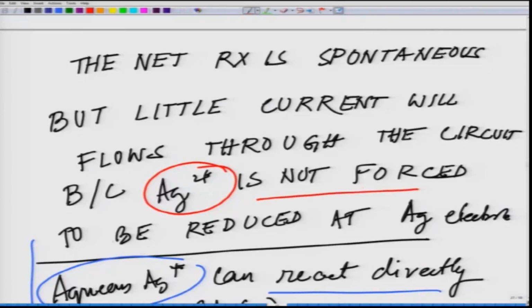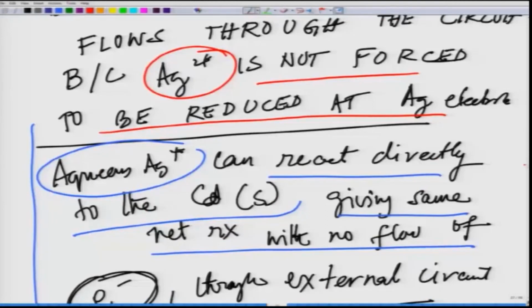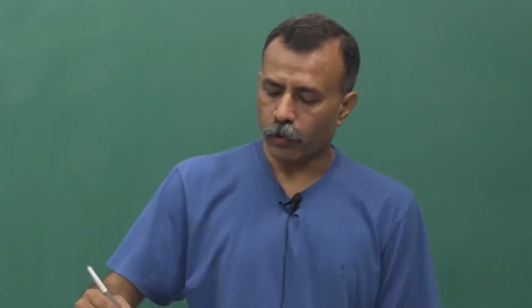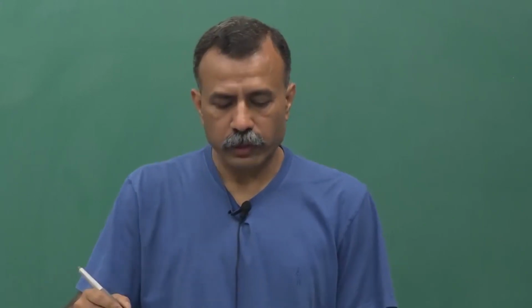Ag+ is not forced to be reduced at the Ag electrode, whereas aqueous Ag+ can react directly at the cadmium solid surface, giving the same net reaction with no flow of electrons through the external circuit. So, this was a very tricky situation. So, there won't be any effective work. Now, that is the point where we talked about introducing the salt bridge.